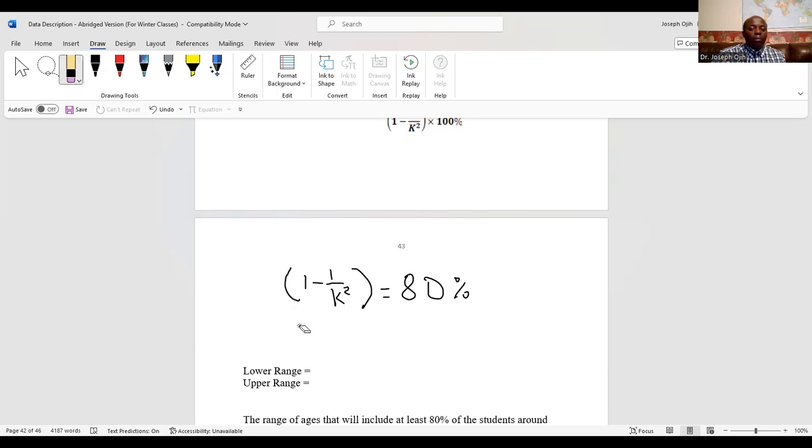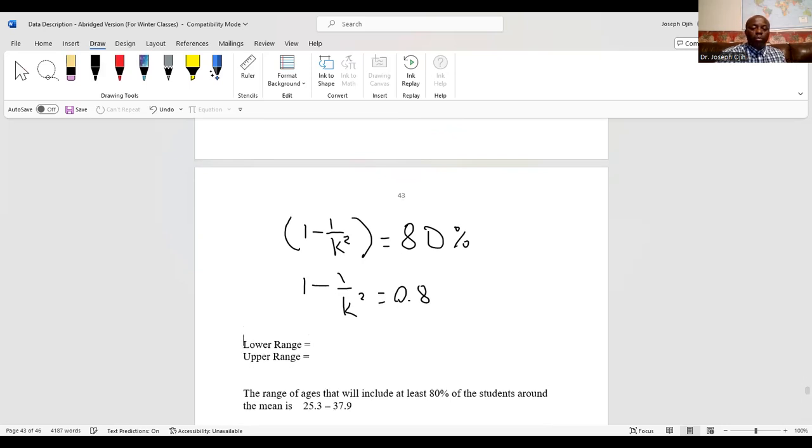Let me clean this. This means that 1, after you remove the parentheses, minus 1 over k squared equals, if we change 80% to decimal, it's going to be 0.8. If you like, you can call it 0.80.